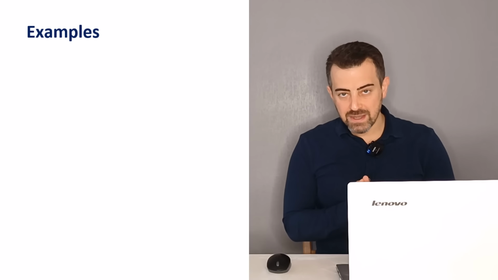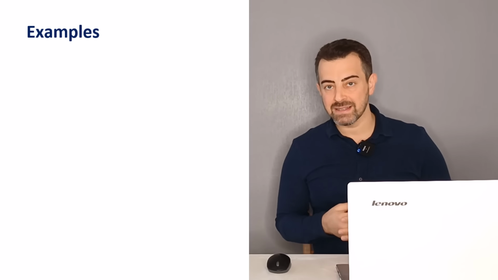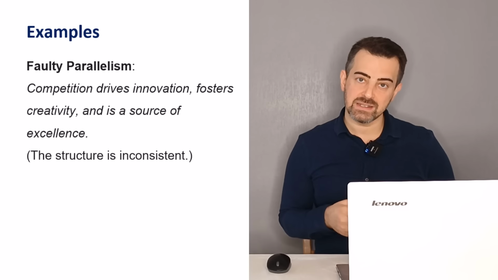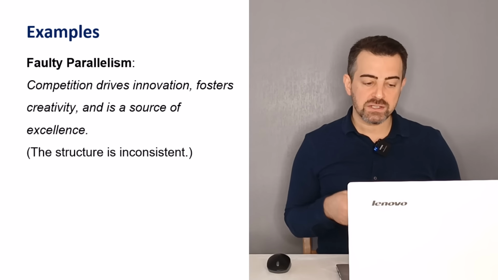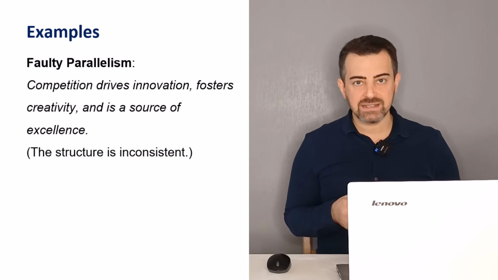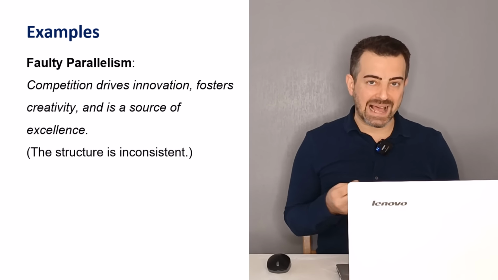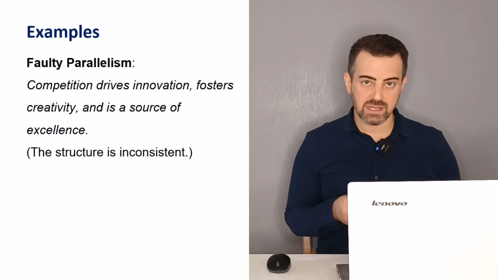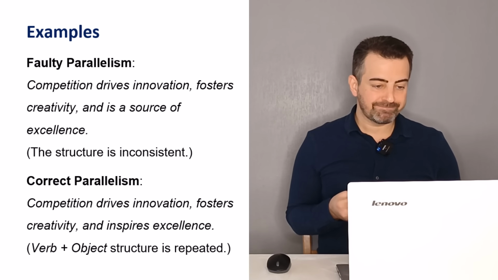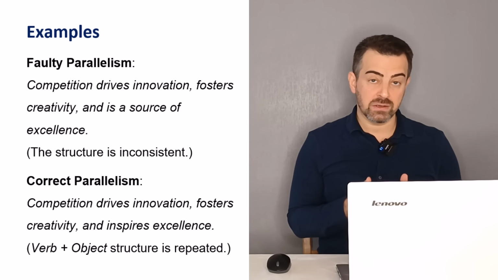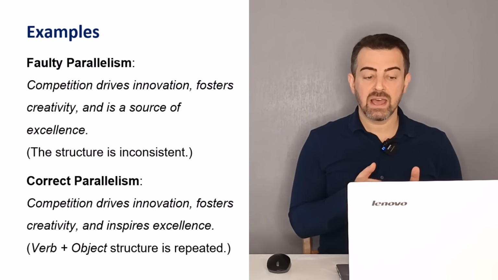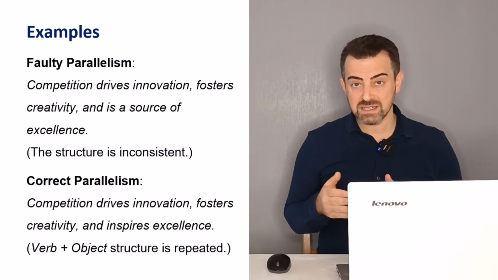Now, to understand this concept better, let's look at this example sentence and see if it is consistent or inconsistent in terms of parallelism. Competition drives innovation, fosters creativity, and is a source of excellence. We can see that the last part of the sentence doesn't match the other parts. It uses to be in an awkward way, and we can improve it like this. Competition drives innovation, fosters creativity, and inspires excellence. Now you can see this verb-object structure is repeated the same way throughout the sentence and is very parallel now.